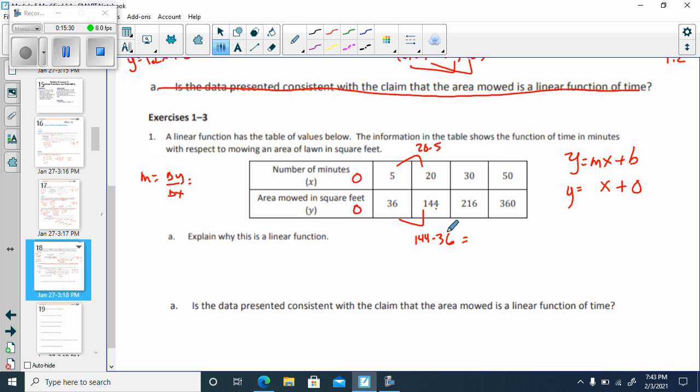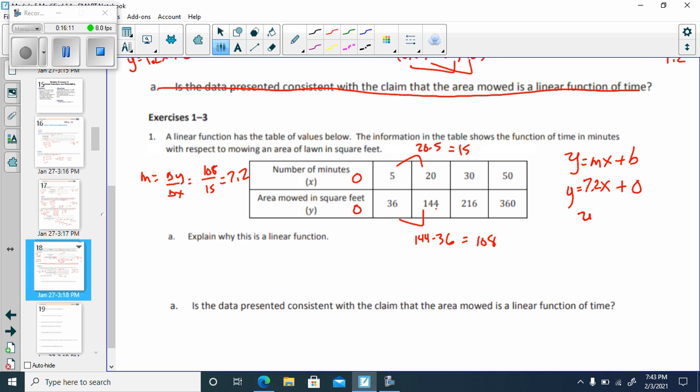144 minus 36 in your calculator will give you 108. 20 minus 5 is 15. Your y goes over your x, so 108 divided by 15 would give me 4.4. I'm going 4.4 square feet per minute, right? 108 divided by 15. Let me try that. No, it's 7.2. Sorry, not 4.4. 7.2, okay? So our equation is y is equal to, and our m is 7.2.